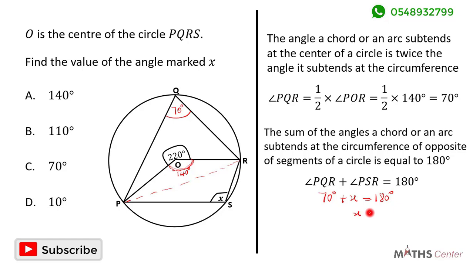And so x will be equal to 180 degrees minus 70 degrees, which will give us 110 degrees. So the value of x is 110 degrees. When you look through the options, you can see that the correct option is B.